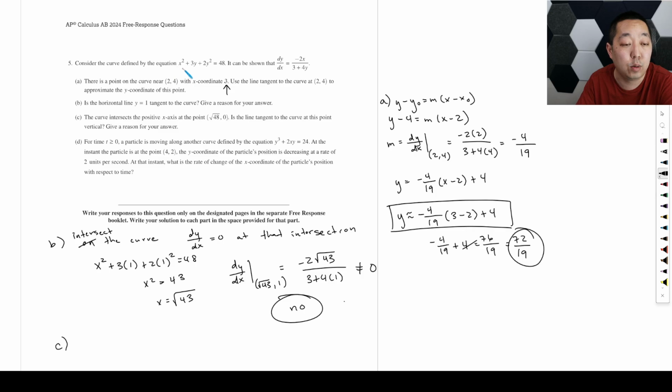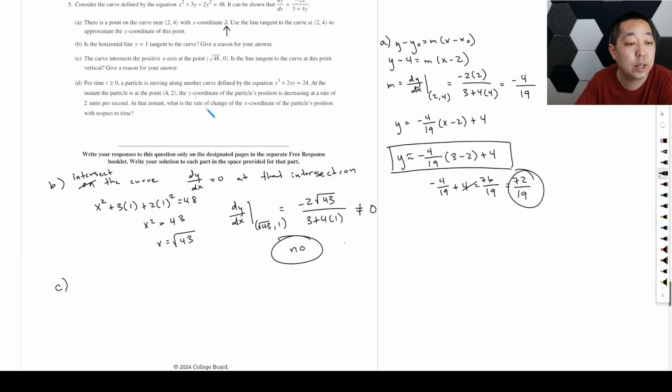So then you have to say, well, is x = 0, y = 1 on the curve? And that would be no. So that's another way you could justify it instead of doing all of this. Okay, the curve intersects the positive x-axis at this point, root 48. So that's when y is 0.